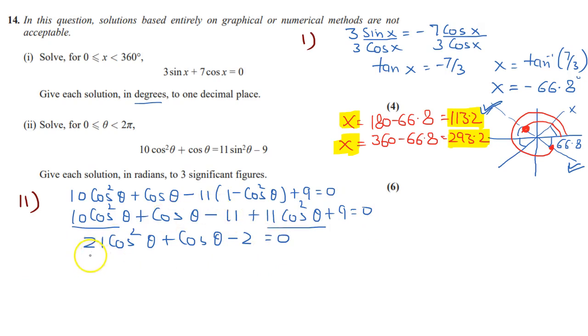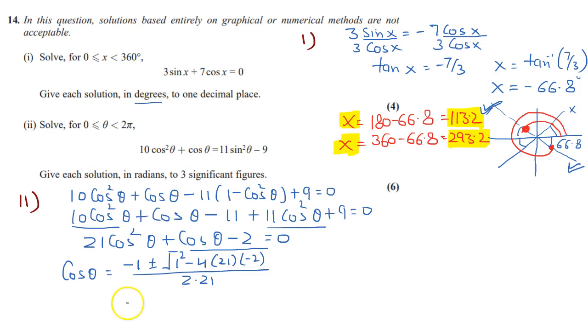This is a quadratic equation in cos. This is 21 and minus 2. So let's use the formula. So cos theta is minus b plus minus root of b square minus 4, a is 21 and c is minus 2, over 2 multiply 21. So that is equal to minus 1 plus minus root of 1 plus 21 multiply 2 multiply 4.